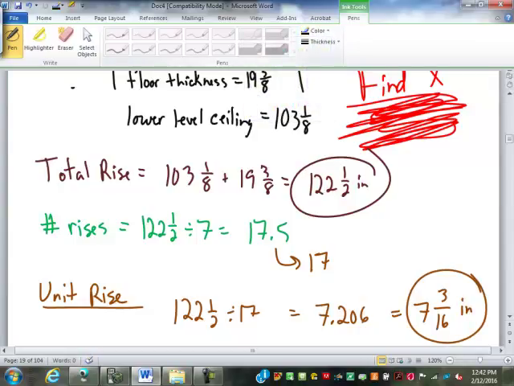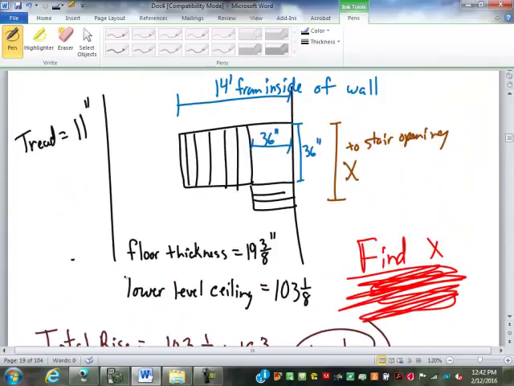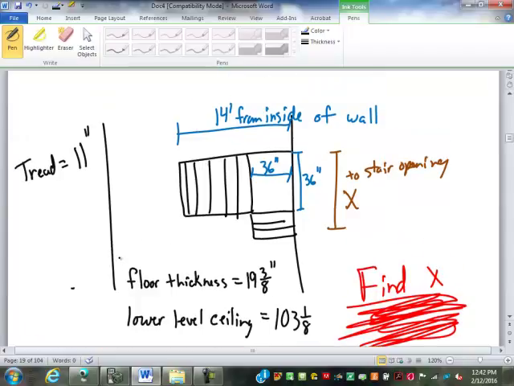Now what? If you had gone the other way, it would have been 6.8. Yeah, so it'd be 6 13/16 or something like that. Either way would be acceptable, but we want to try to stay above 7, just for efficiency, as long as you don't go over 7 1/2.